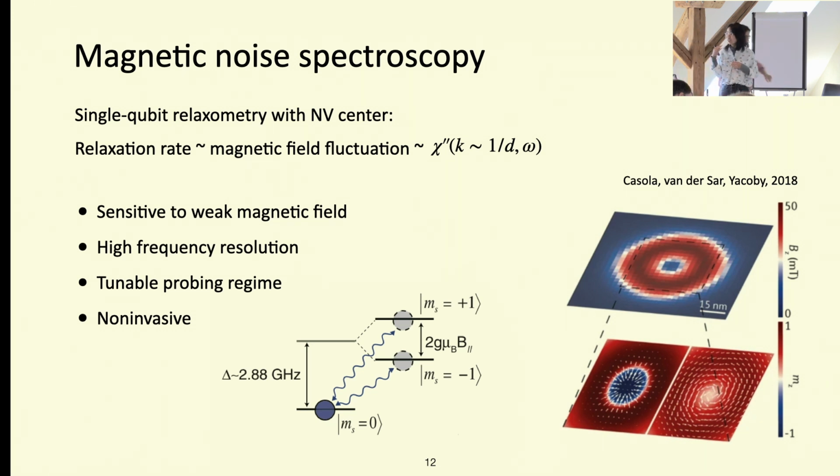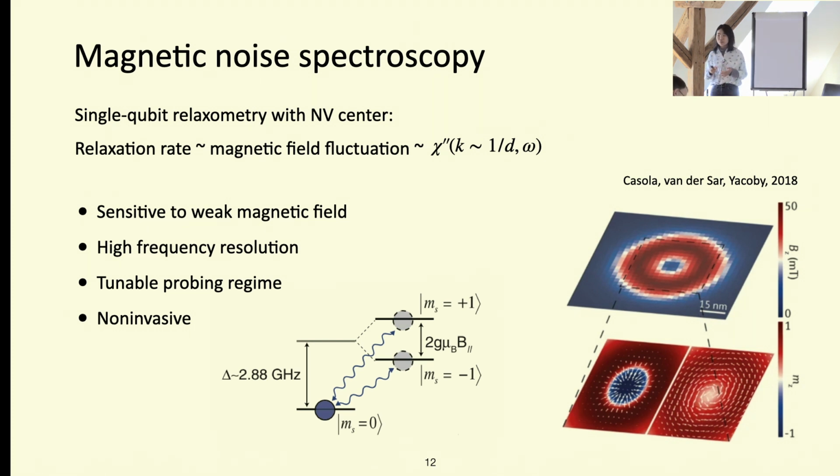Okay, so it does not only detect a magnetic field, but also fluctuations of a magnetic field. Because when you have a fluctuating magnetic field around the NV center, it will introduce a transition between its energy levels. And this transition rate or relaxation rate, when it's going from high energy to low energy, is largely affected by the fluctuation of the magnetic field at the position of the NV center.